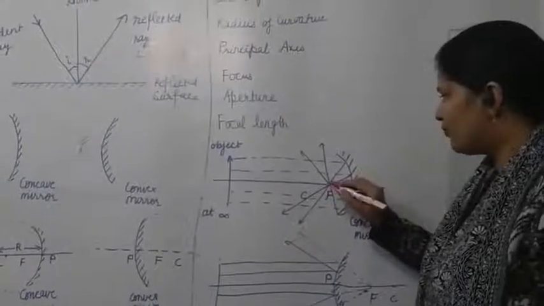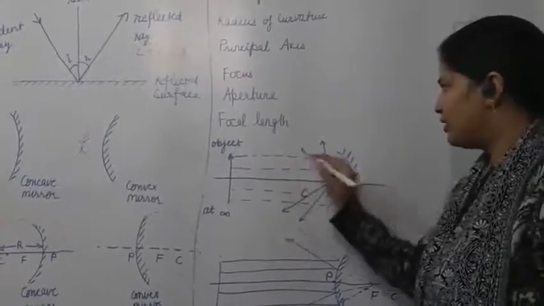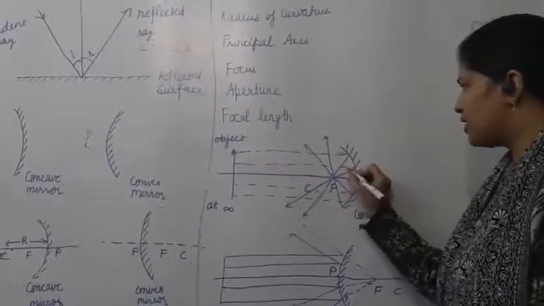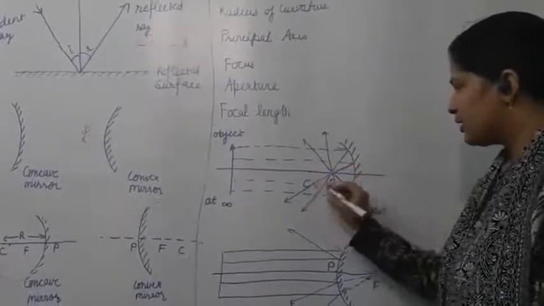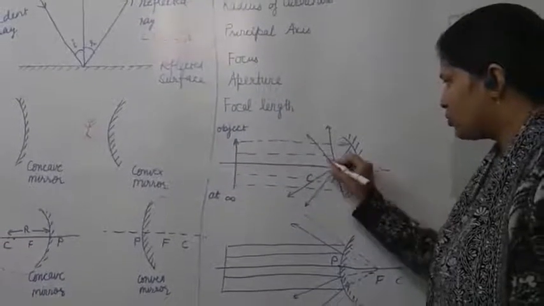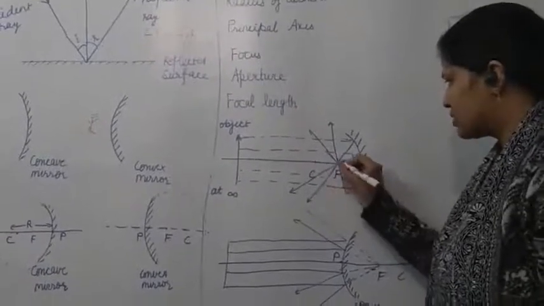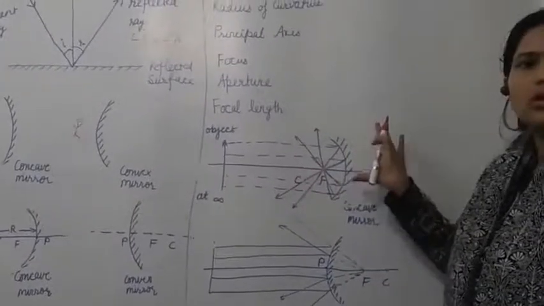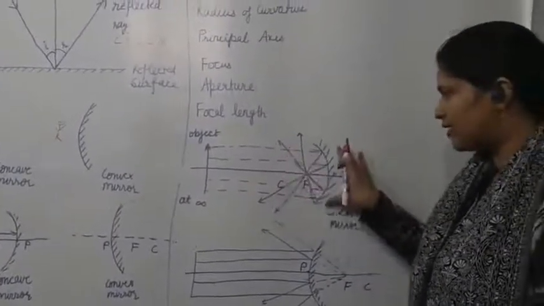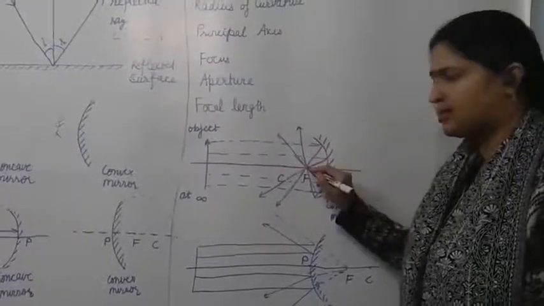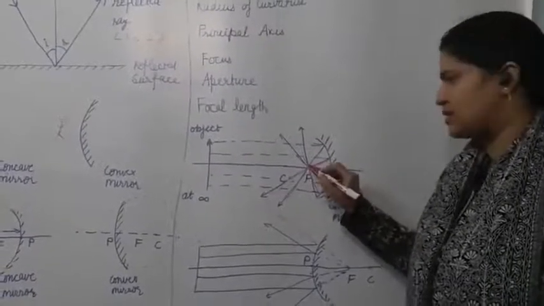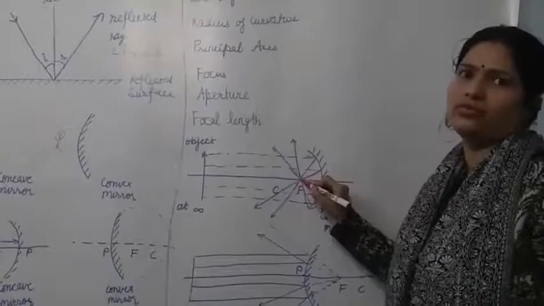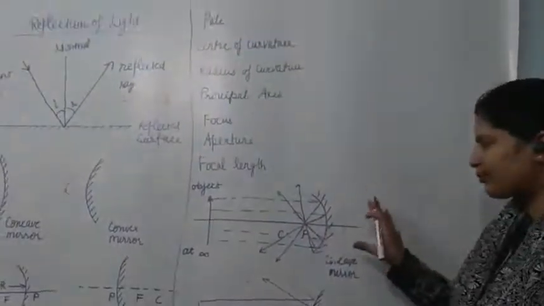So this is the point where all these reflected rays meet. This comes along this and goes through this. Similarly, this ray goes through this. Here what we see is that all these converging reflected rays are intersecting at this common point that lies on the principal axis, and this point is named the focus point of this mirror.